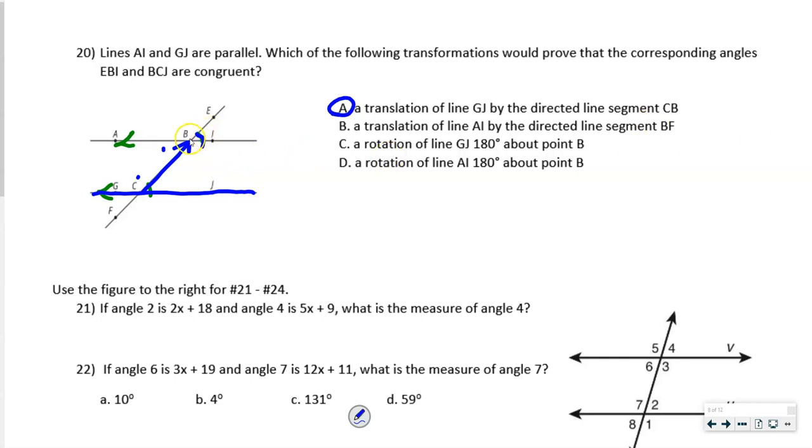If BF is moving it down, so that would not be true. A rotation would move these points on opposite sides, so it would move the angles to other sides, guys. So that's not going to be true either.